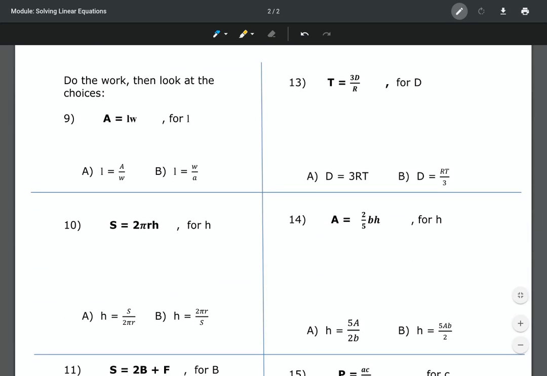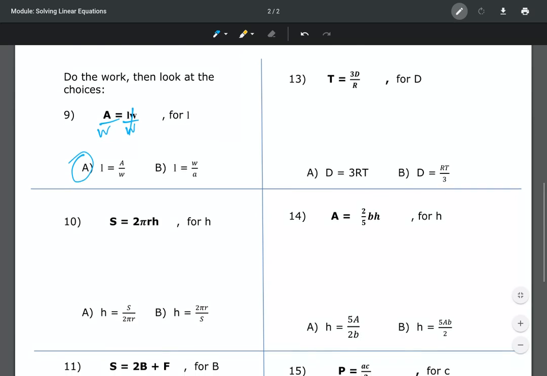And on the back side, it says do the work, then look at your choices that you have there. So if we do the work, if we solve for L, that means we're going to divide because it's multiplication. So the inverse of multiplication is division. So we want L equals A over W, which is this letter choice A.